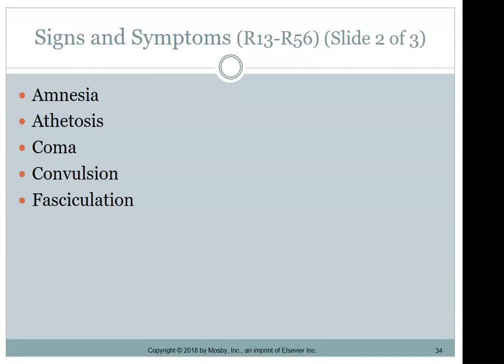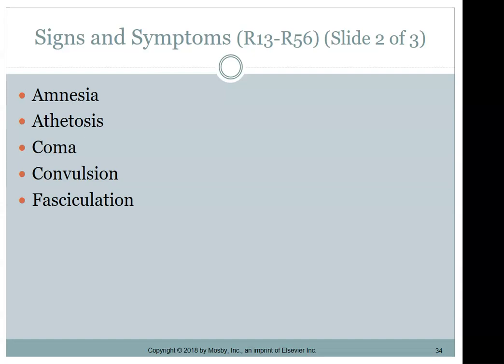Some more signs and symptoms, codes R13 through R56. Amnesia is the loss of memory caused by brain or severe emotional trauma. Athetosis is continuous involuntary, slow, writhing movement of the extremities. A coma is a deep, prolonged unconsciousness from which the patient cannot be aroused. It is usually the result of a head injury, neurologic disease, acute hydrocephalus, intoxication, or metabolic abnormalities. A convulsion is a neuromuscular reaction to abnormal electrical activity within the brain. Causes could include fever or epilepsy.